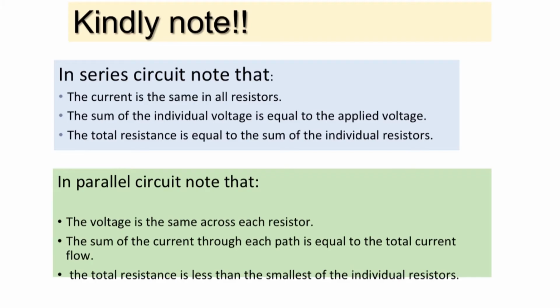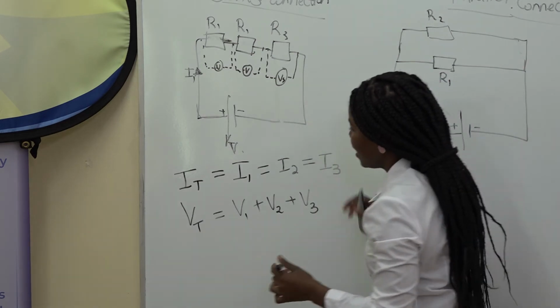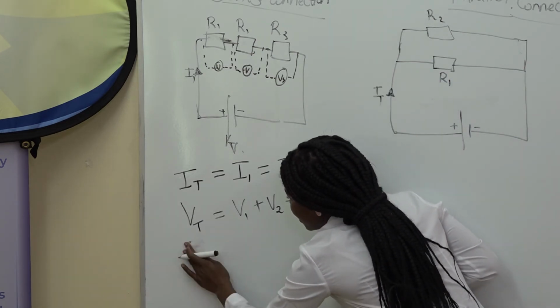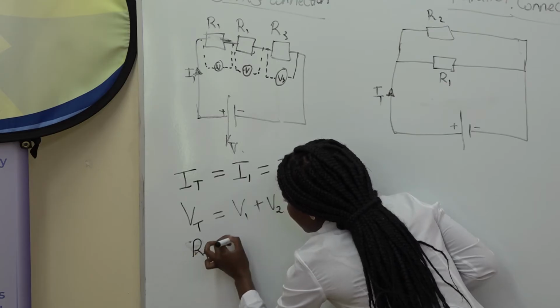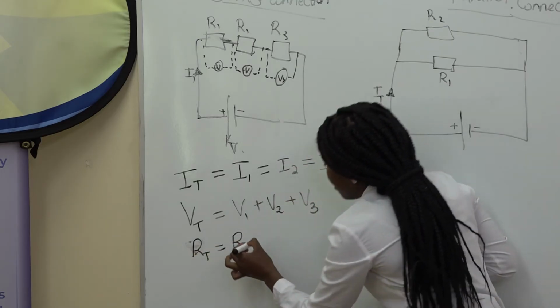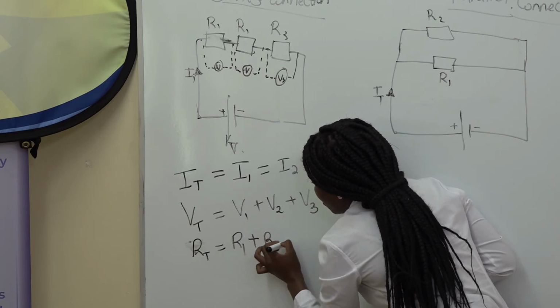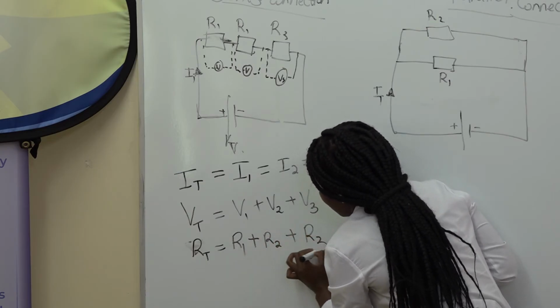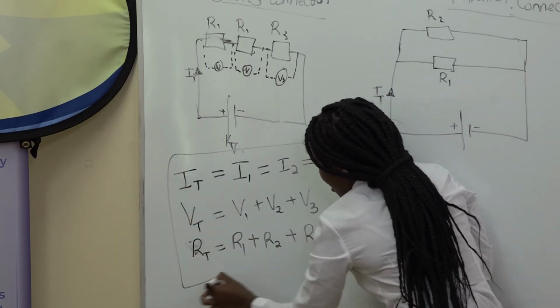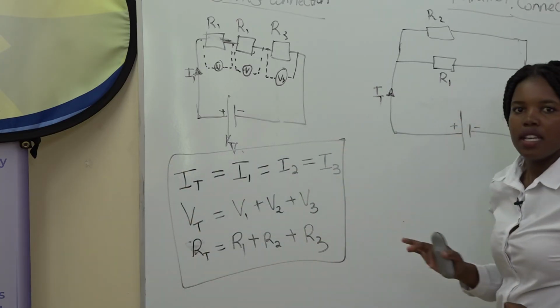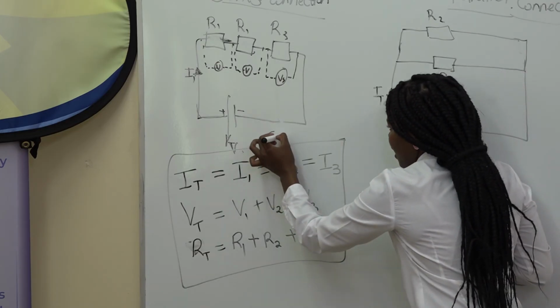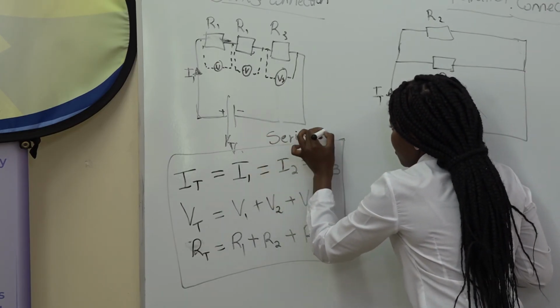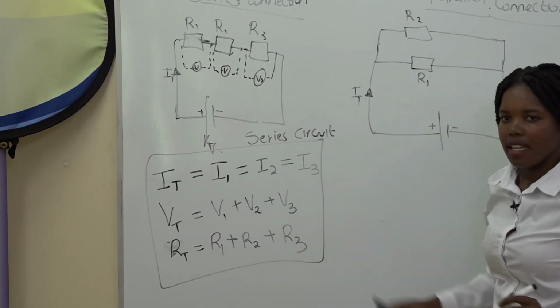Therefore, again we say the total resistance is equal to the sum of the individual resistors, which are R1, R2, and R3 in this case. So our total resistance, RT, is the same as R1 plus R2 plus R3. So these are the formulas that we're going to use if we're calculating a series circuit.